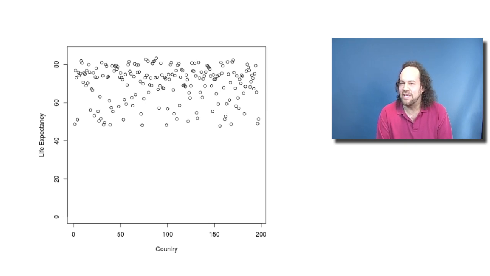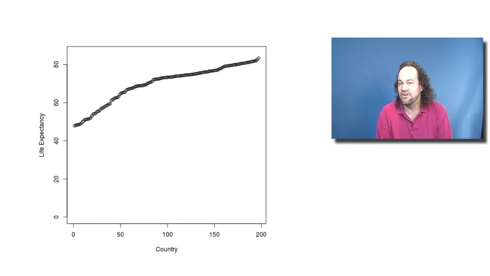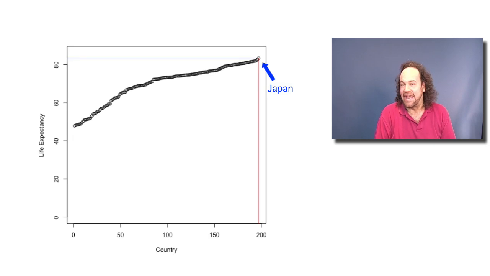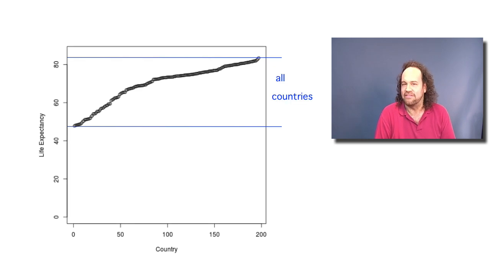Well, for starters, we can rearrange them so that they're in increasing order from the smallest life expectancy up to the biggest life expectancy. That looks a little better. Now we can start to see a few things. For example, we can see that the country Sierra Leone has the smallest life expectancy of just 47.8 years. Meanwhile, the country Japan has the largest life expectancy at 83.4 years. All of the other countries have life expectancies which are somewhere in between.